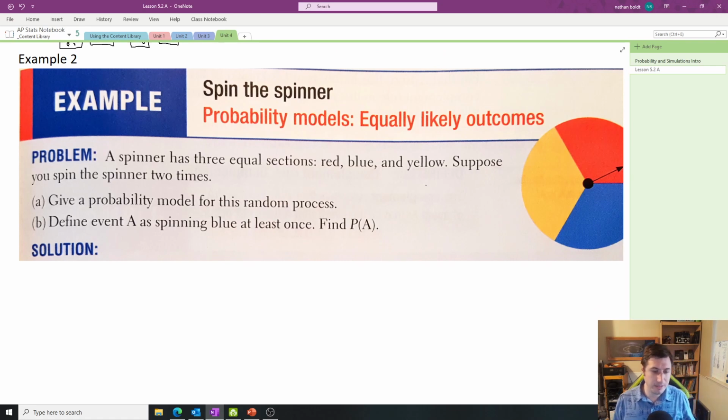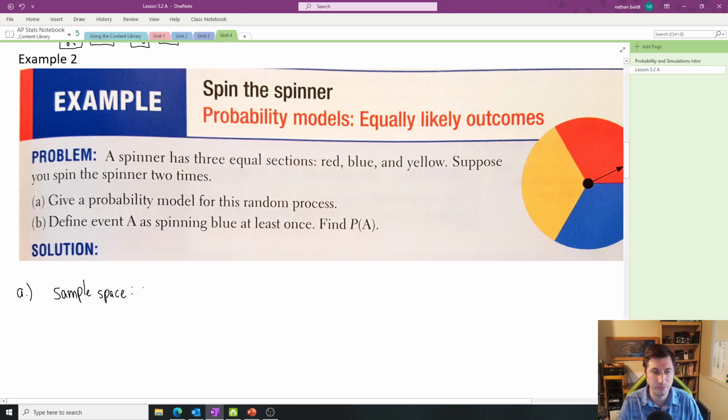Hopefully you got that, or if you're just here along for the ride, let's go. So give a probability model for this random process. Again, a probability model has 2 things. First, the sample space. So what are our possible options here? When we do this spinner, you want to be careful about how you do the sample space, otherwise you might miss some. You want sort of a system.